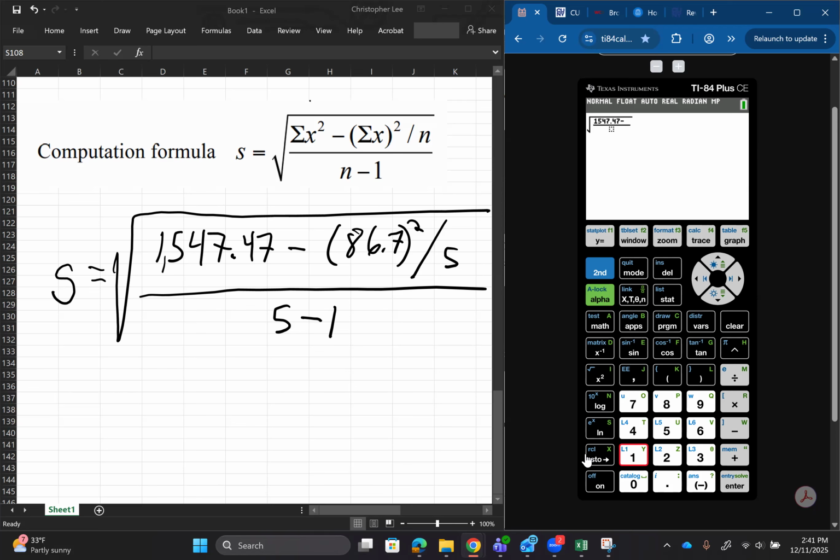After that, just type in what you have here: 1547.47 minus, and this one you could just put in parentheses, 86.7, close parentheses. Then you want to raise that to the second power. Then you got to get out of that and divide this by 5. Then you go down, divide that by 5 minus 1.